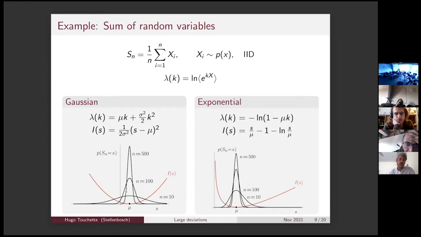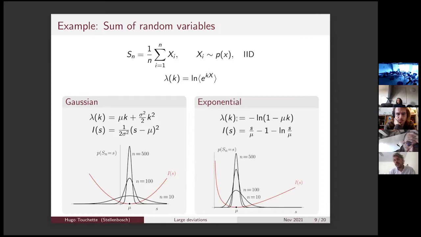Here I'm showing the distribution. You clearly see the concentration effect as the number of random variables goes to infinity. And that concentration is all captured by the rate function. Now, because the rate function is a parabola, I know then that the distribution is Gaussian everywhere.